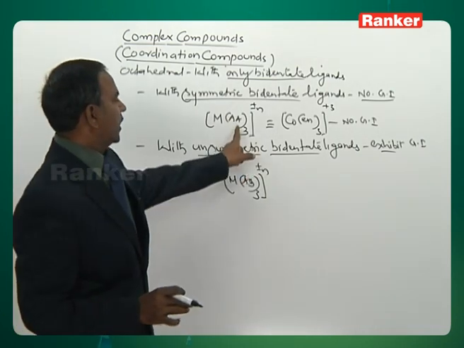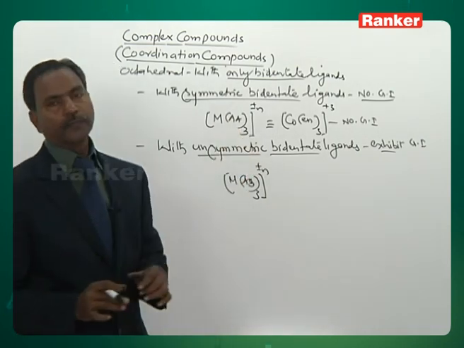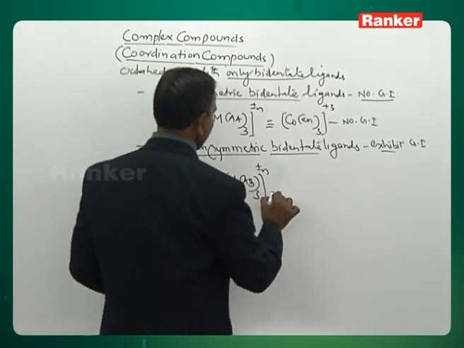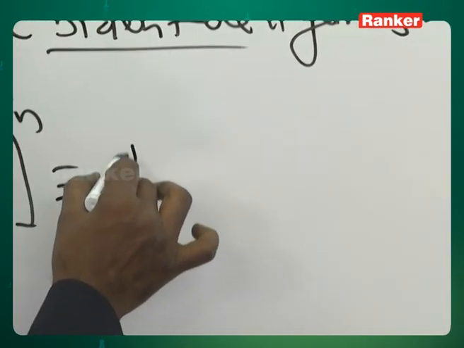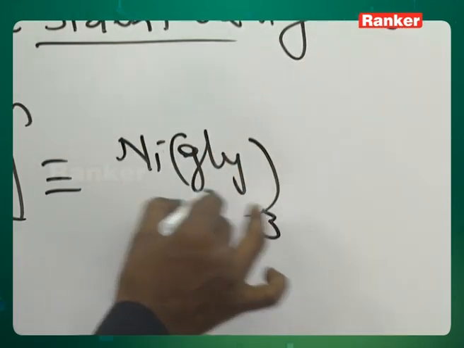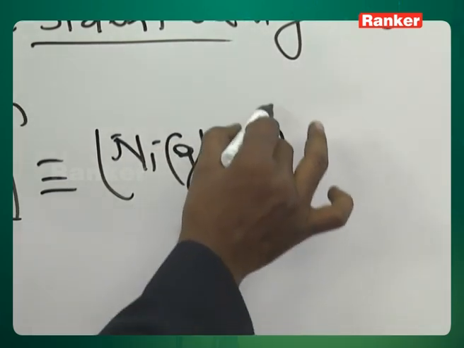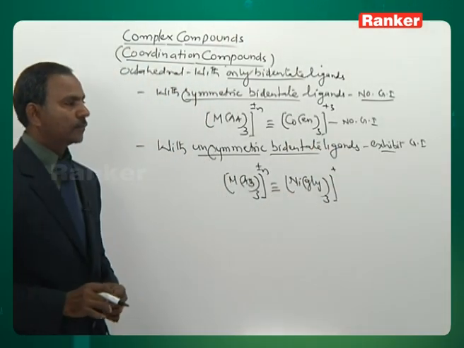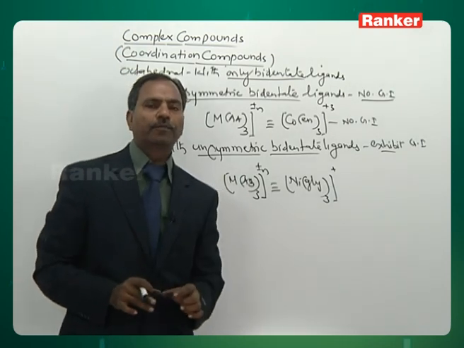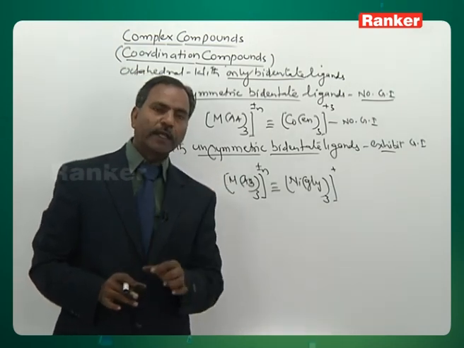Here, a symmetric ligand is carrying identical donor atoms, while this one is carrying two different donor atoms. What example can you write for this? You can write nickel glycinato plus 1, this particular complex. Ethylene diamine carries two identical donor atoms, it is actually an NN donor.